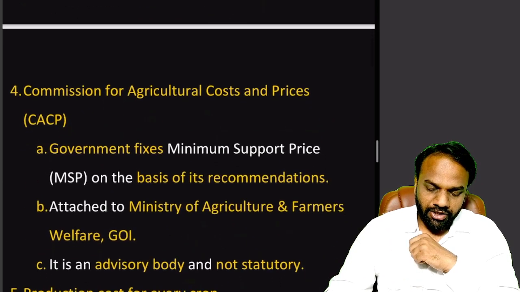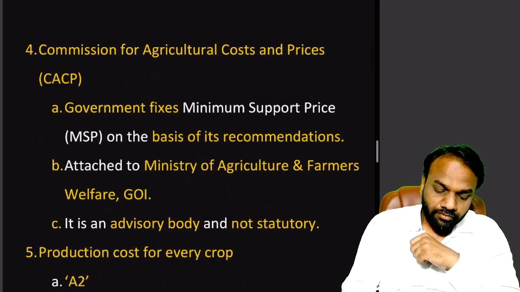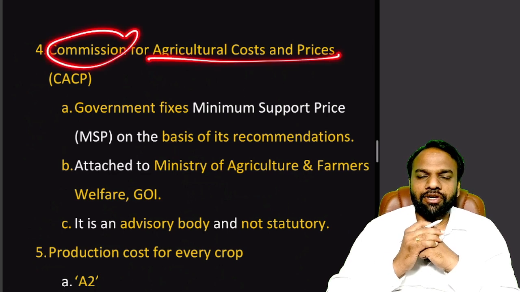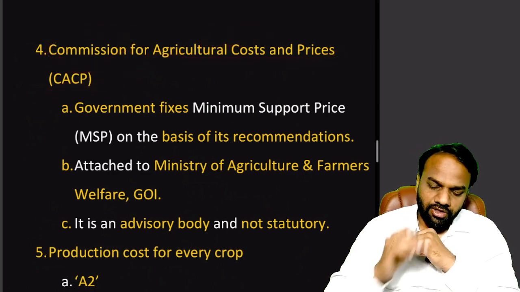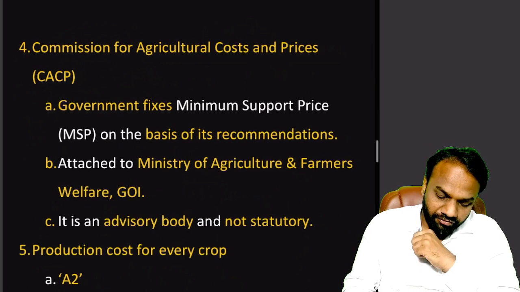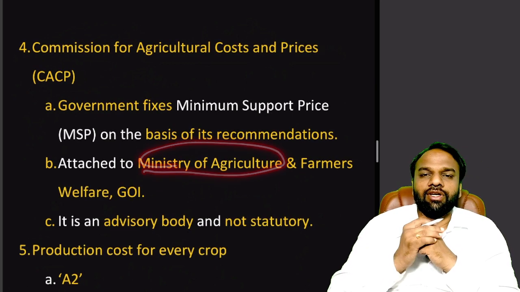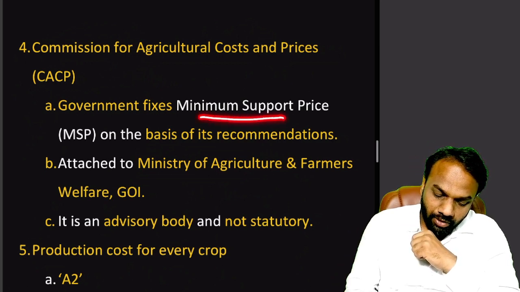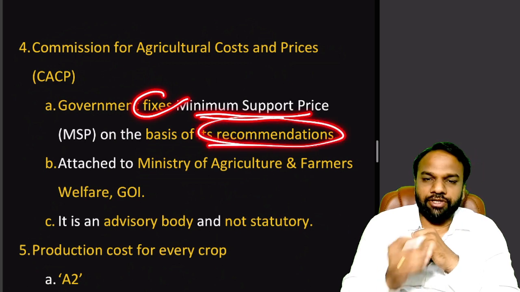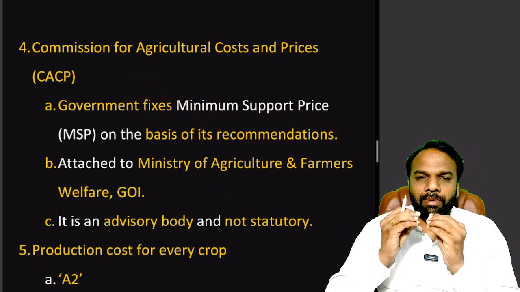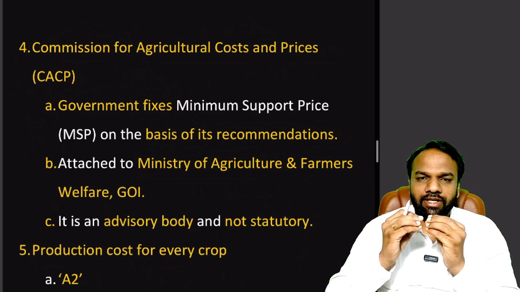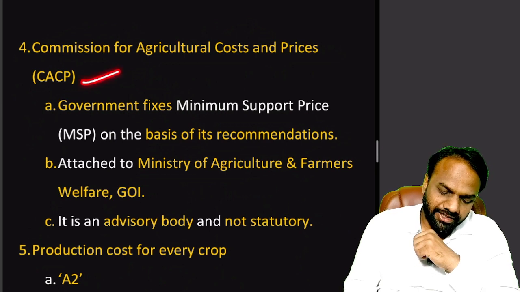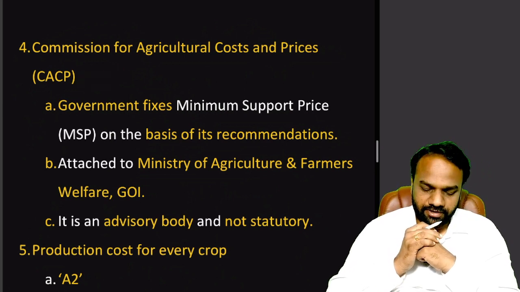Next, there is one commission called the Commission for Agricultural Costs and Prices. What does this commission do? This is a commission which is attached to the Ministry of Agriculture, so it works under the Ministry of Agriculture. The government fixes the minimum support price based on its recommendation. In order to fix the minimum support price, the government requires recommendations, that is, how much price we have to fix and all those things. Here the recommendation is made by CACP, the Commission for Agricultural Costs and Prices.